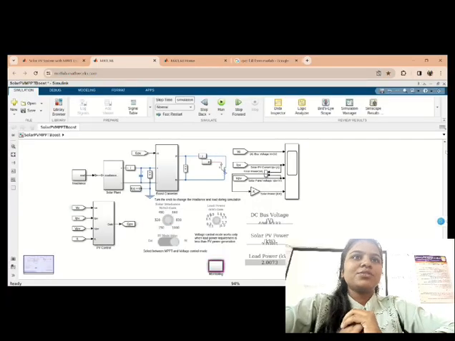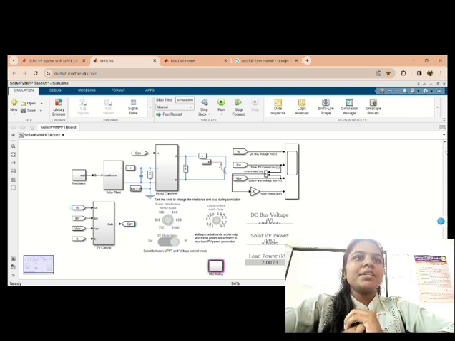Implementation of the solar photovoltaic system with maximum power point tracking MPPT utilizes the boost converter. The goal is to enhance the efficiency and the performance of solar energy harvesting by dynamically adjusting the operating point of the PV array to its maximum power output under varying environmental conditions.